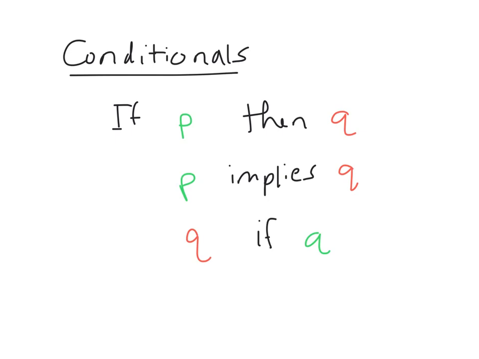It's generally written in the form if, then, if some hypothesis is met. So you'll notice in this case I'm using the letter P to represent hypothesis. If some hypothesis is met, then some conclusion follows. So P is my hypothesis.